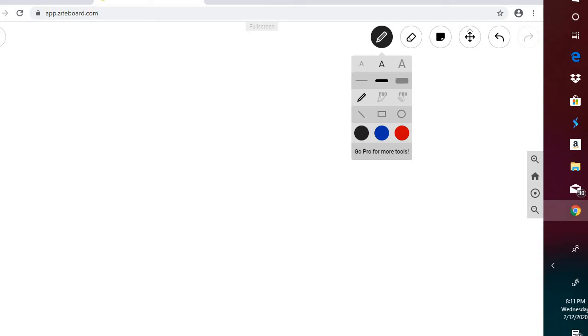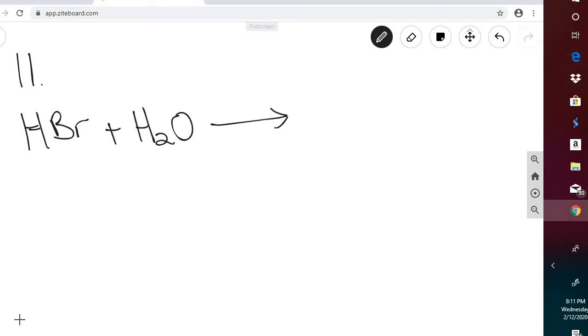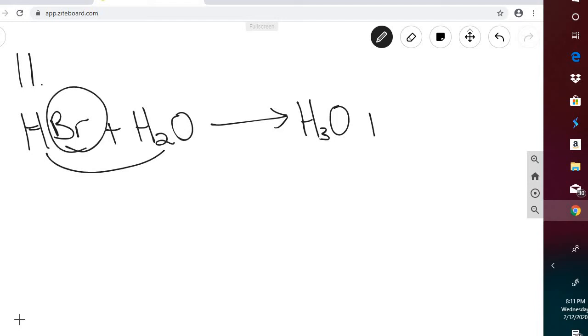Okay, number 11 says HBr is a strong acid and it will make water act as a base. So HBr is the acid, and in its presence, water acts as a base. What is the chemical reaction between those two? Okay, so this is the acid. It's going to donate the hydrogen to the water, and that becomes H3O, which is a hydronium ion, and then we have the bromine left over. And then I think that's balanced. So we have 3 hydrogens, 1 oxygen, 1 bromine, 1 bromine.